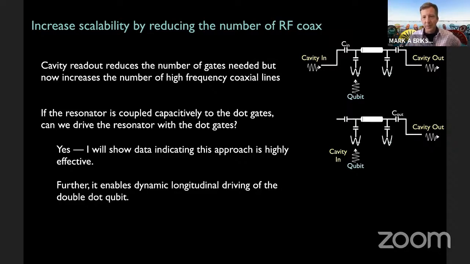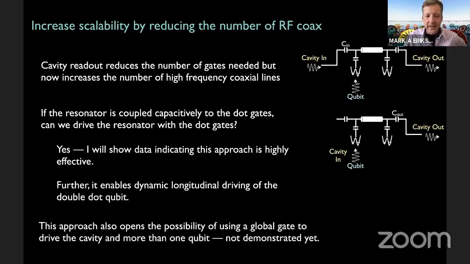It's highly effective, but much more interesting than just saving yourself a gate is that it enables this dynamic longitudinal driving that I mentioned, which really enhances the rate at which and the signal to noise with which you can do the readout of this qubit system. Now, that's what I'll show you today. This actually offers up the prospect of using a global gate to drive both the cavity and more than one qubit simultaneously. And this idea is reminiscent of some global driving that's been done at the University of New South Wales, looking at qubits also in silicon in that case, where the qubit is brought in and out of resonance of a global field. And I think this approach, driving a qubit coupled to the cavity, offers the possibility for doing the very same type of thing, but in a circuit QED setting.